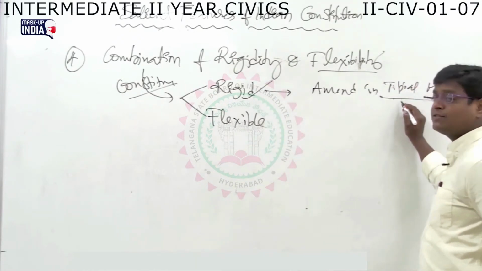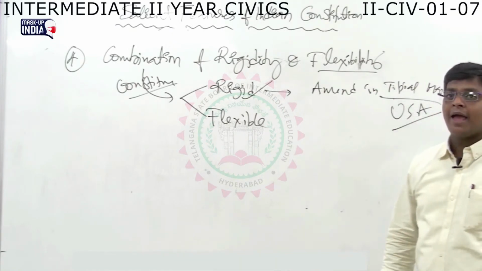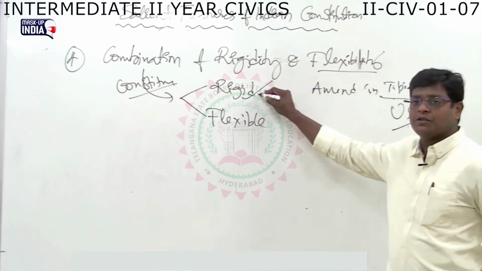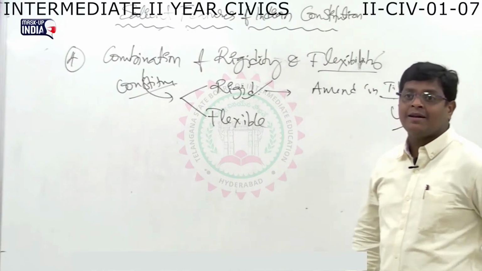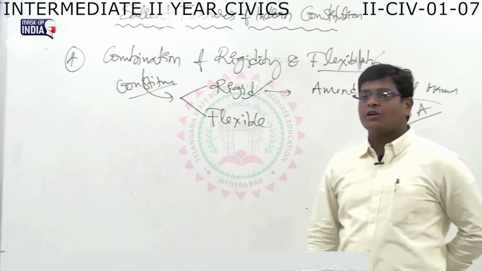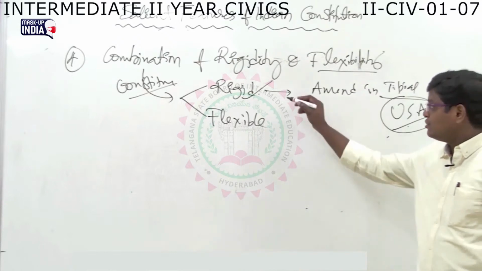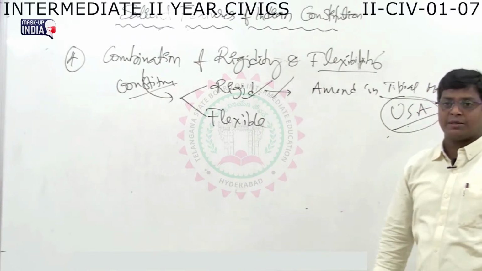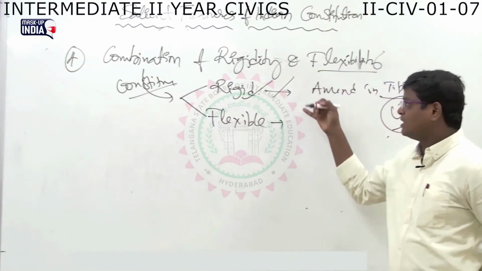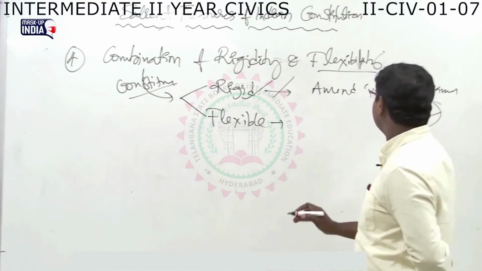The best example of a rigid constitution is the USA Constitution, the United States of America. It is the best example of a rigid constitution because the American Constitution cannot be amended easily. Whereas in the Indian Constitution, some parts are amended in a rigid manner, and some are amended in a flexible manner. Here, what is meant by flexible? The opposite of rigid. That means the constitutional provisions which are amended in a simple manner.